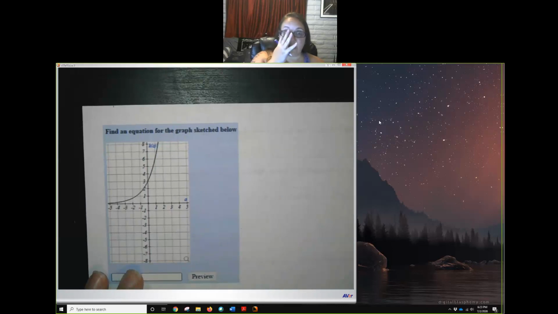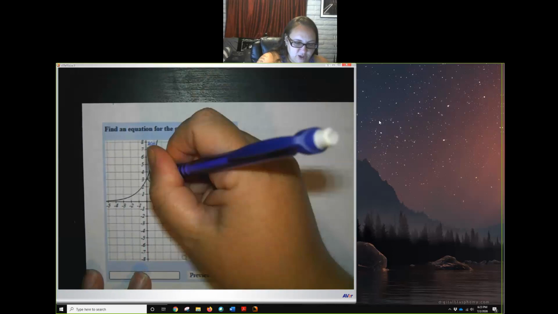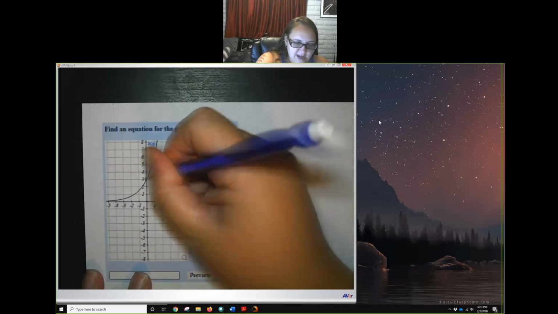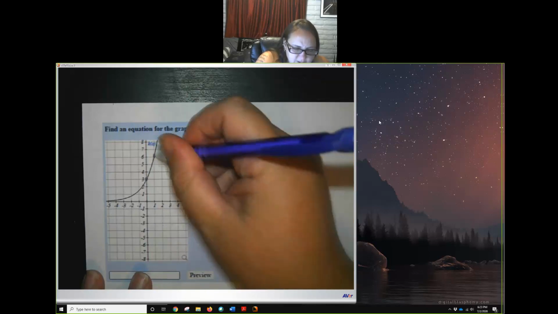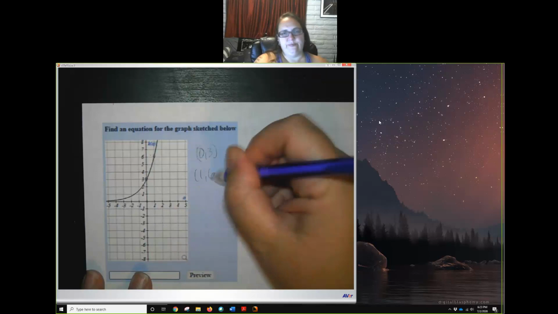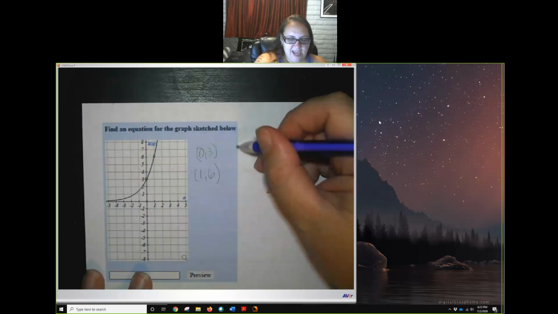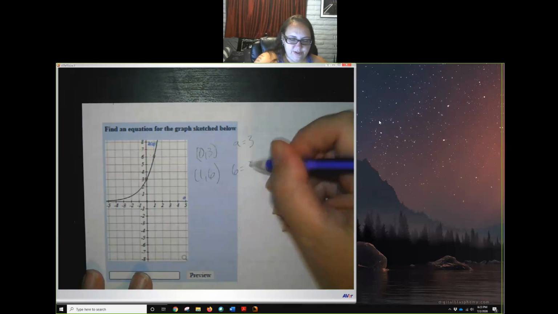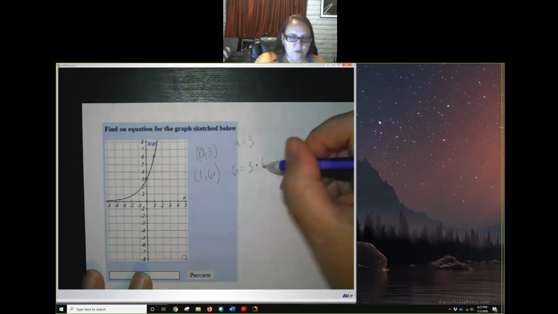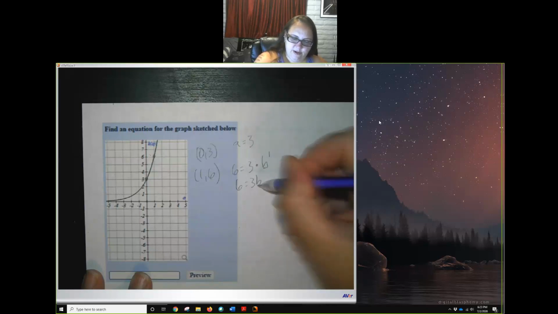Now, finding the equation for an exponential is going to be the exact same as I showed you on the other page, only you have to get 2 points. So I'm going to say that I have a point here at 0, 3, and I have a point here at 1, 6. And now, because that's the y-intercept, that means that my a value is 3. So then I would say 6 equals 3 times b to the 1. Well, b to the 1 is just b. So b is 2.